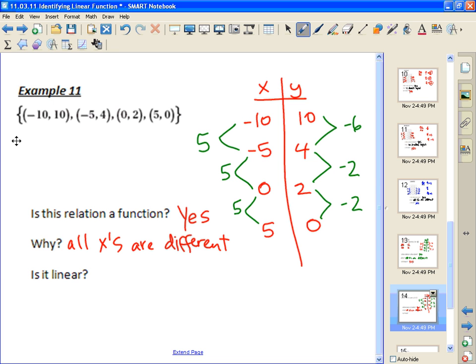So for the change in y over change in x, I would have -6 over 5, and then -2 over 5, and then -2 over 5 again. But because this first one is different, even if there's just one that's different from the other ones, you would say, no, it's not linear.